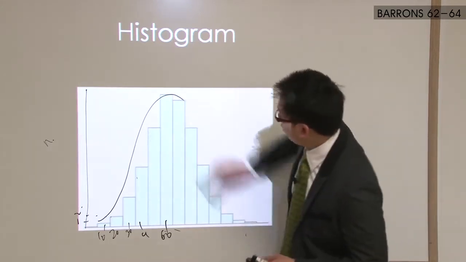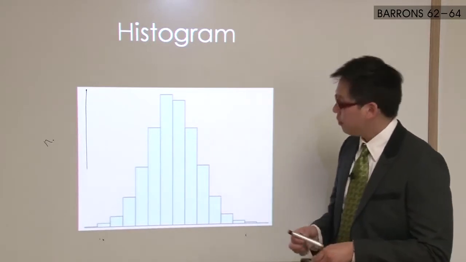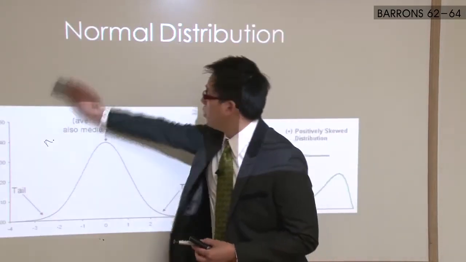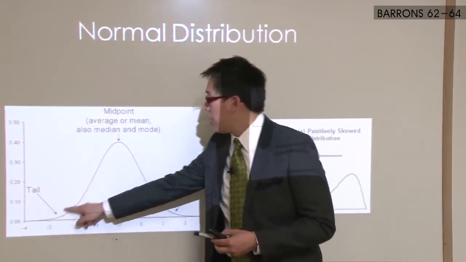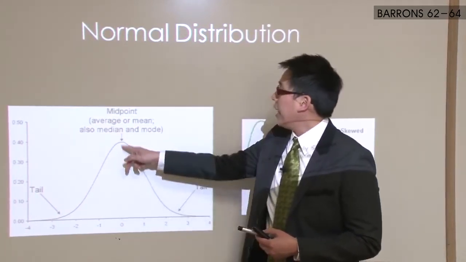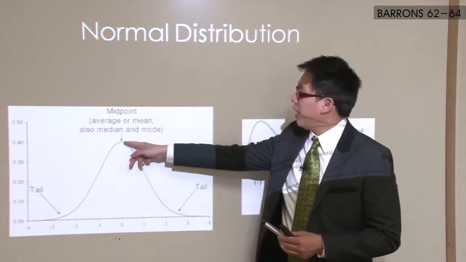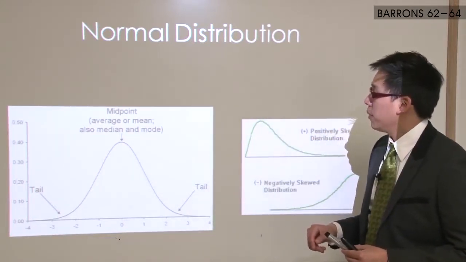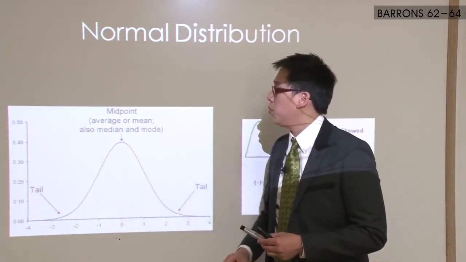Let's look at the next graph. And here's an example of this normal distribution. There's two tails. It goes up in the middle, a lot up in the middle, and then goes back down again. And in this case, in the normal distribution curve, the midpoint is exactly here, and it's also the average, mean, and also the median and mode. So all three, in this case, converge at one point, which is here, in the normal distribution.